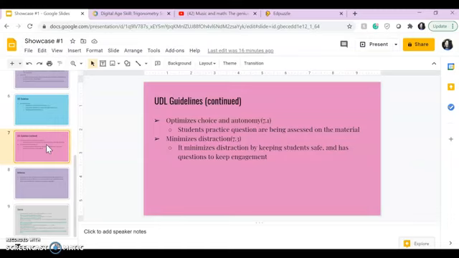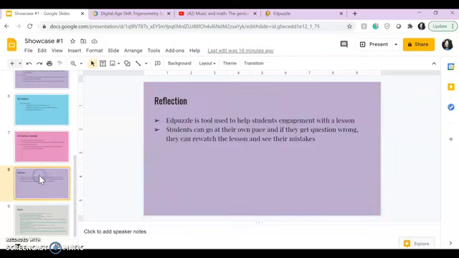And let's discuss these right here. Students practice questions and are assessed on the material, and it minimizes distractions by keeping students safe. It has questions to keep engagement. So my reflection is this is a very good tool to use, especially now during quarantine. You can have a lesson and have students be interactive with it, but working at their own pace.